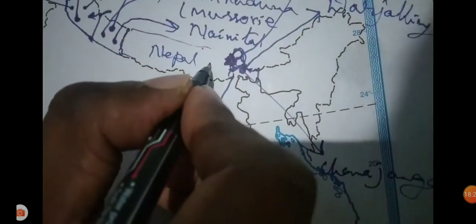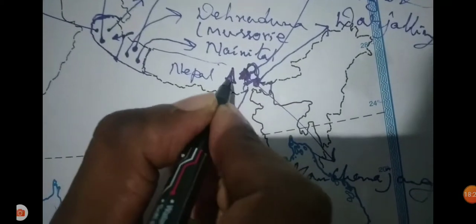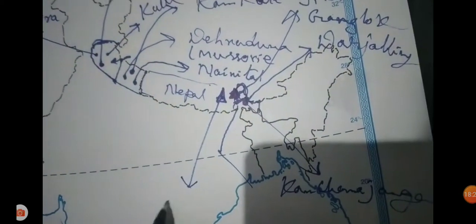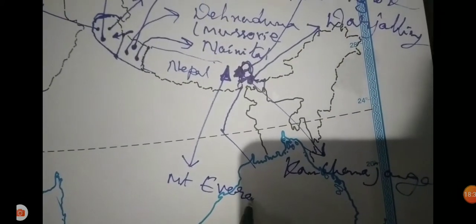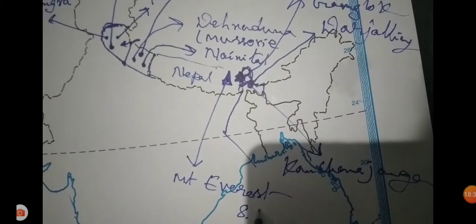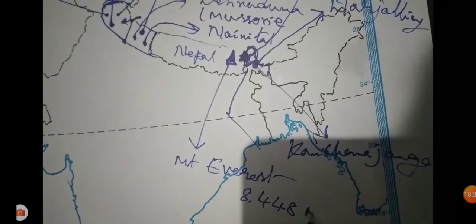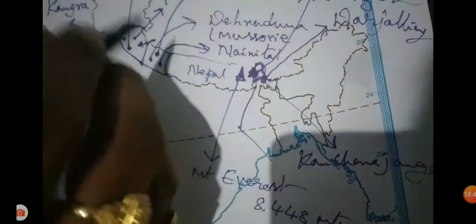In the Himalayas, Mount Everest is located in Nepal. Mount Everest is the highest mountain in the world, with a height of 8,848 meters. Mount Everest is the highest peak.